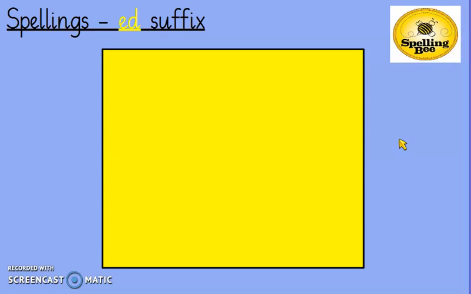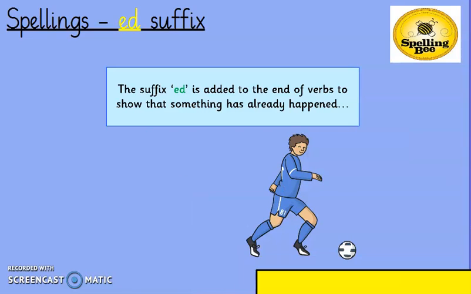So today's spelling is the ed suffix. So let's have a look what it means. The suffix ed is added to the end of verbs, and verbs are action words like clap, jump, hop, skip, and it shows something that has already happened. So for example, I kicked the ball. Okay, something I've already done in the past.